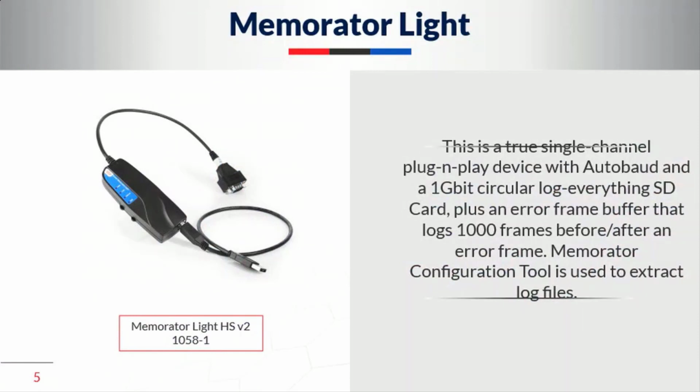The Memorator Lite is actually a true single channel device. It is as close to a plug-and-play device as we can make it. It auto-bauds to whatever network you plug it into. It contains a 1 gigabyte circular log-everything buffer on an SD card. So from the time you plug it in, it'll auto-baud and start logging, if possible. It will log everything on the bus, and it has a second buffer where it will log up to 100 CAN frames both before and after an error frame event on a CAN bus.